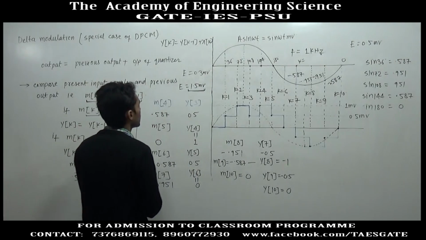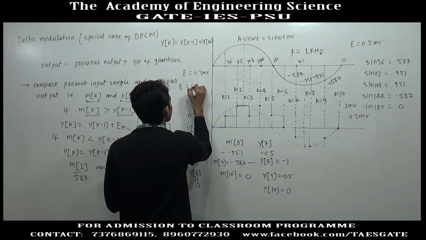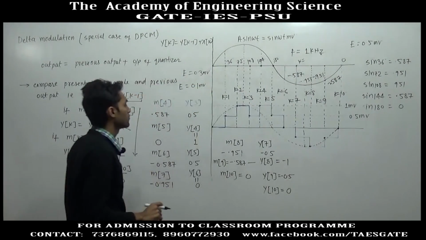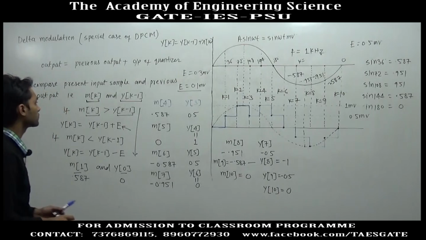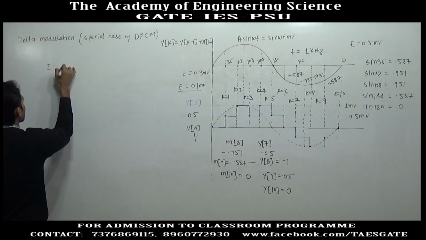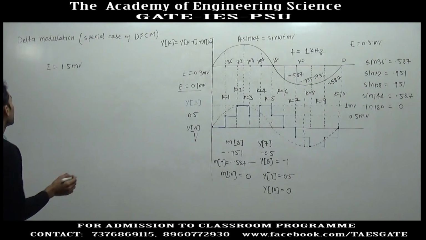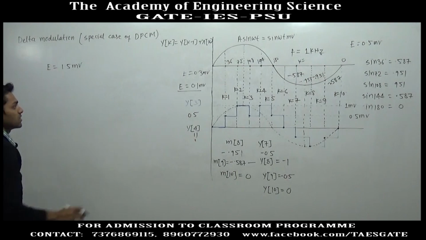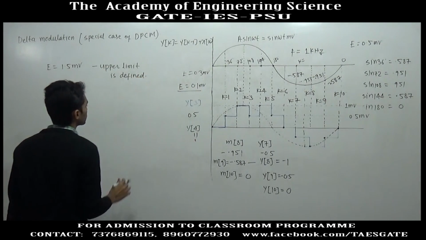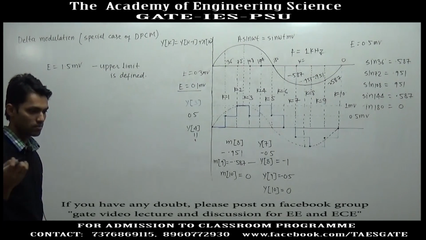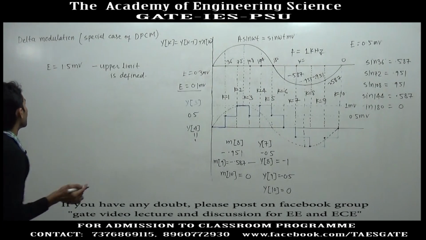In the next case, I am taking a very low value of threshold, 0.1 millivolt, and again I am trying to draw the output. When you put E equal to 1.5 millivolt, you will find the tracking will be very poor. So, you can say that there must be an upper limit for the threshold. So, upper limit is defined, there is also a lower limit. So, first I am keeping a very low value of threshold, and we will see what is the problem, and then we will define the lower limit.